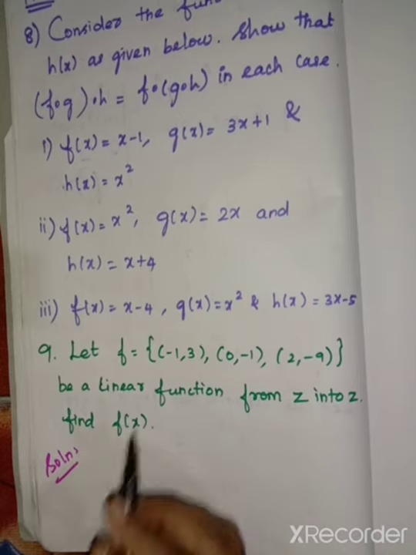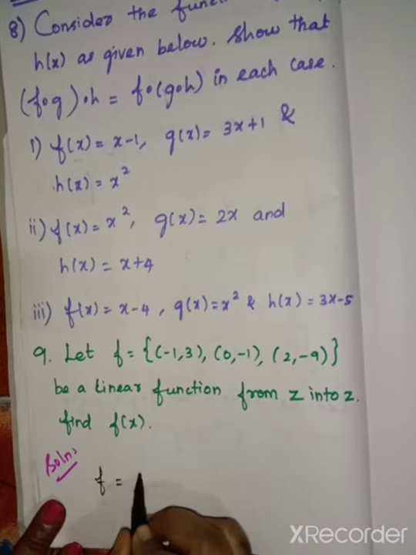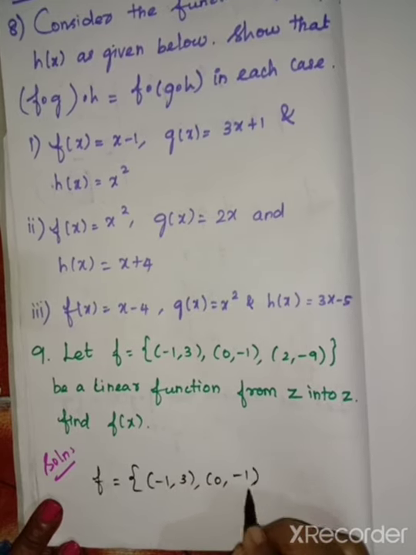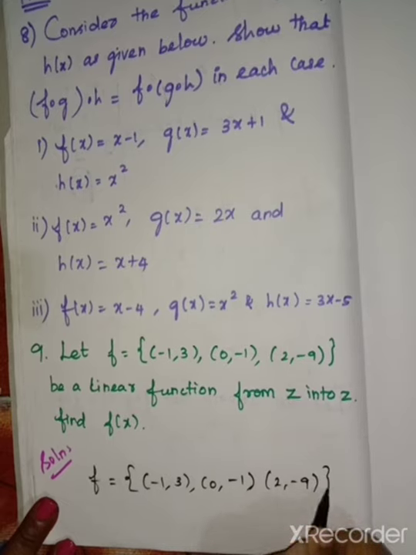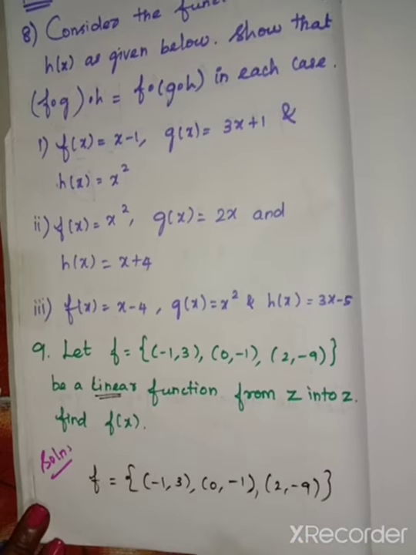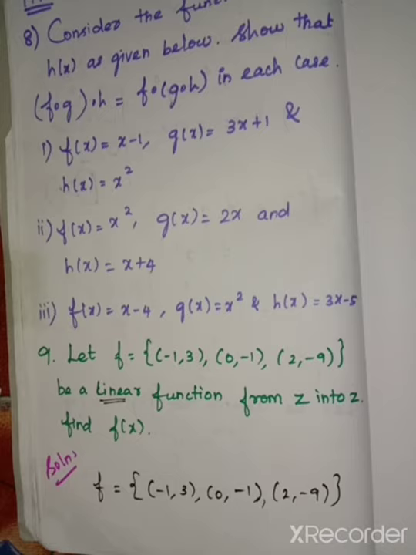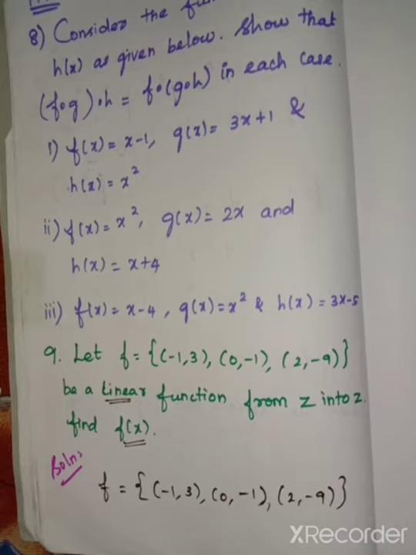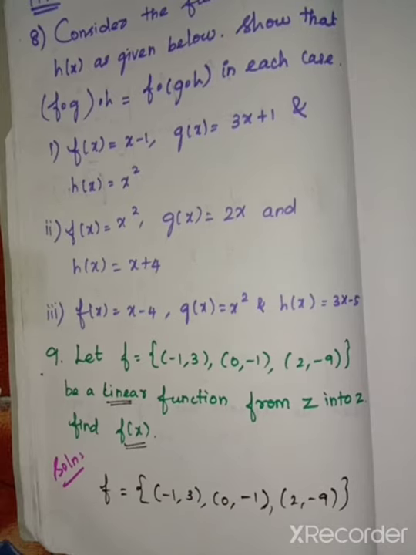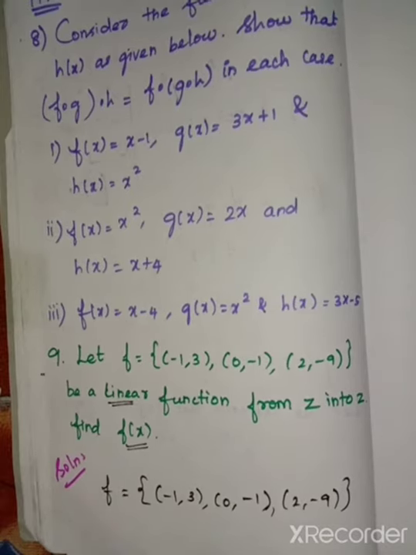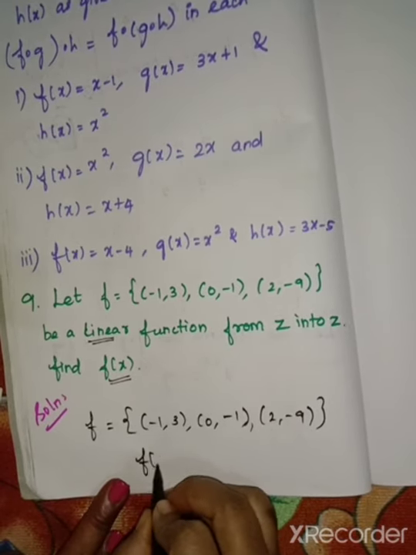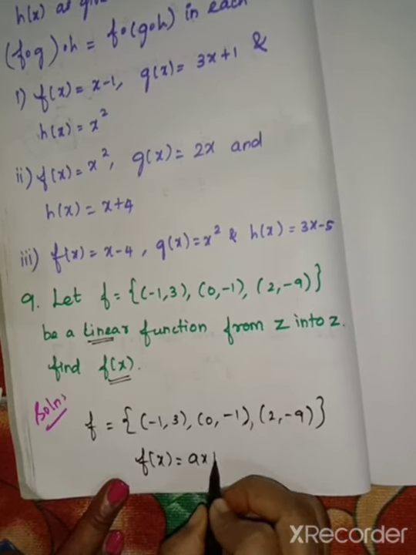So here the given is the function f, equal to the set of (minus 1, 3), (0, minus 1) and (2, minus 9). It is a linear function. Already I have said that for a linear function the degree is 1. Here we want to find f of x. We know that a linear function is given as mx plus c, but in place of m and c we can use any alphabets. Here we take a and b, so f of x equal to ax plus b.